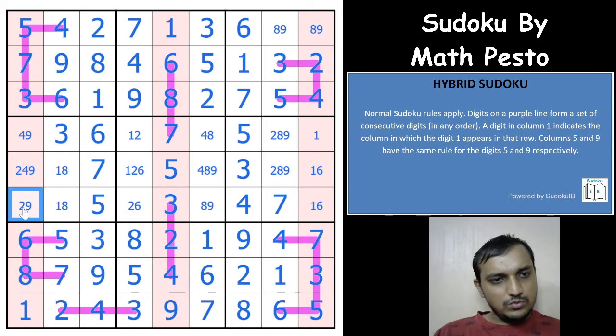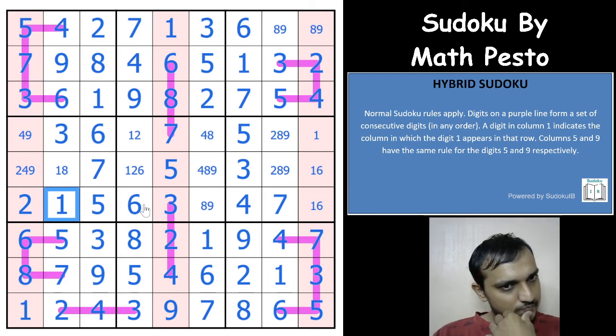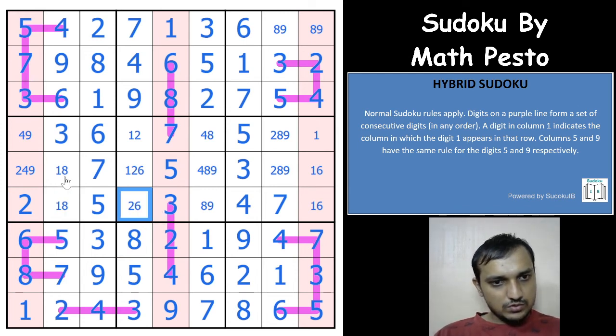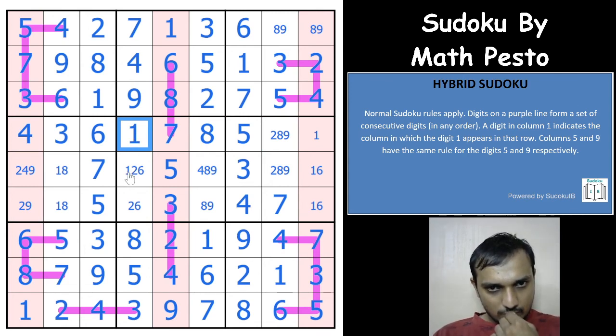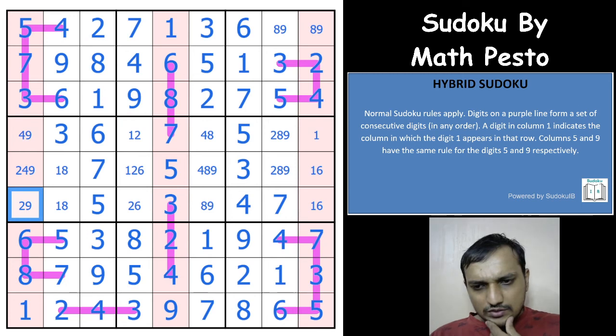If this is a 2, 6, 1, yes, this is a 4 here, that would be 8, that would be 1, 2 and 9. 2 cannot be here, so 2 would be here, 9 would be here. Nothing is happening here. Come on, guys, nothing is happening here. Something we might be missing here.